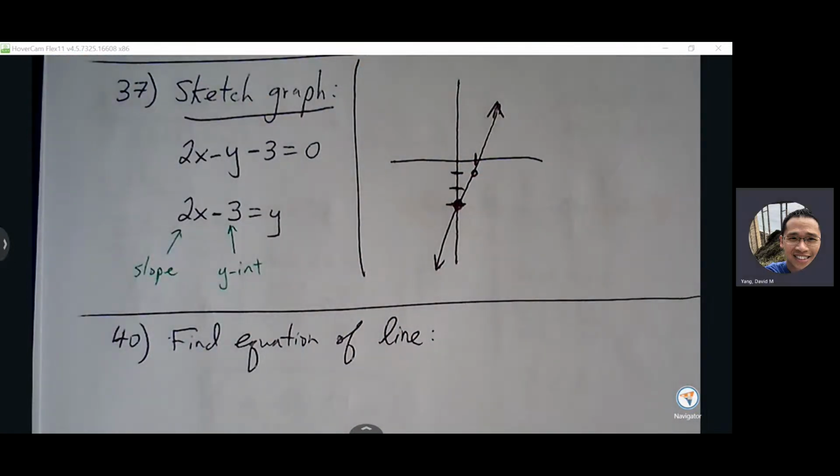Okay, for number 40, if I want to find the equation of a line, if I can find a slope, then I can do point slope. Right? Choose either point, find the slope, and then put into point slope form and write the equation of the line.